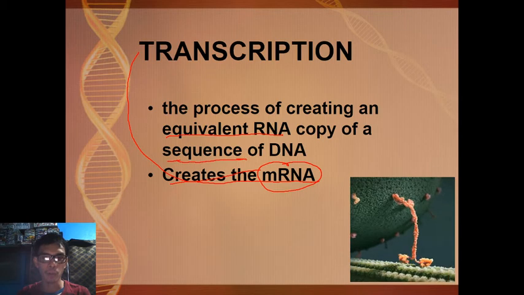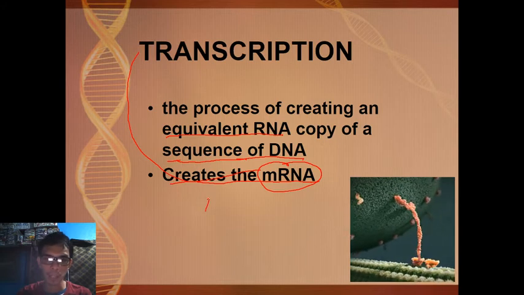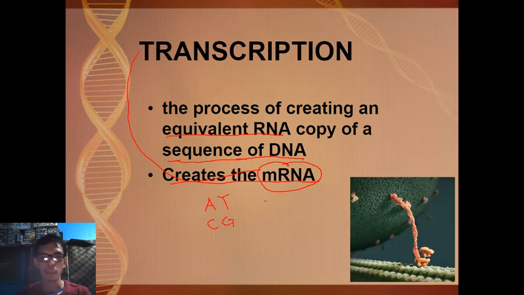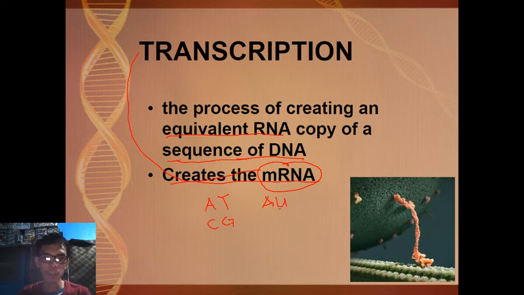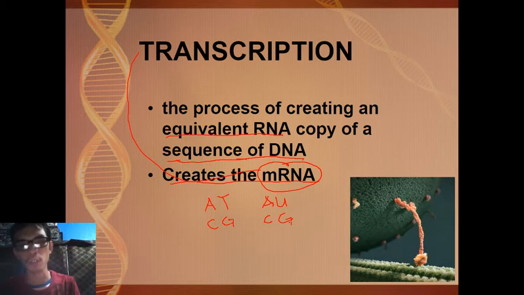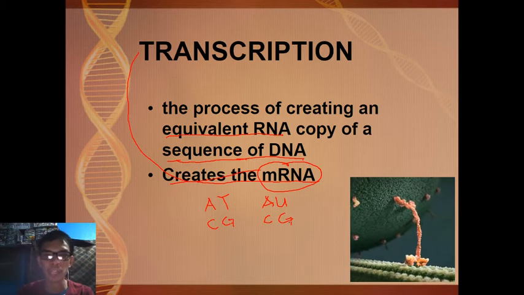So, let's have a short recall of what is complementary base pairing. In DNA, we have A, T. Then we have C, G. In RNA, we have A, U. So, there's no more T on RNA. And C, G still. Now, let's take a look how the transcription process happens.